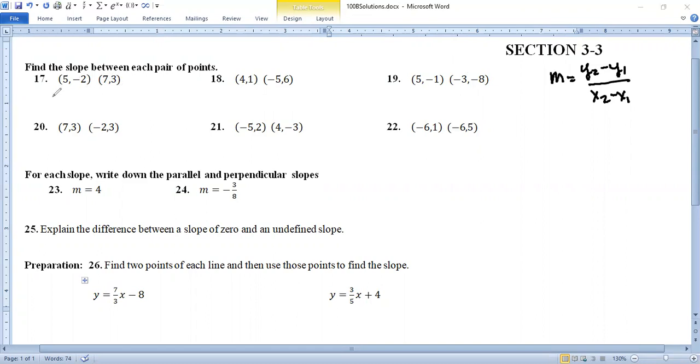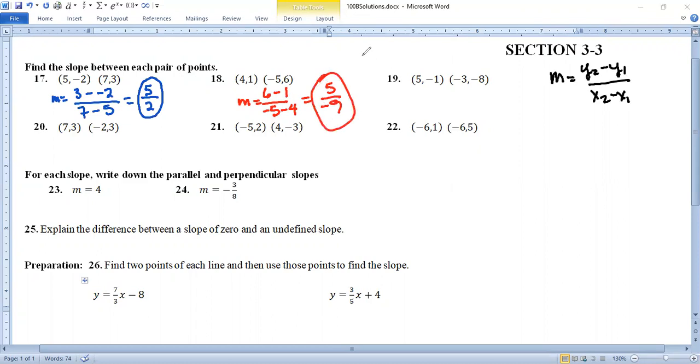The slope is going to be y minus the y value over x minus the x value. You could have done -2 minus 3 over 5 minus 7, and you would have ended up with -5 over -2, where the two negatives cancel and you end up with the exact same value, 5/2. The next one, number 18. Slope is going to be y minus y over x minus x, and we get 5 over -9, which is -5/9.